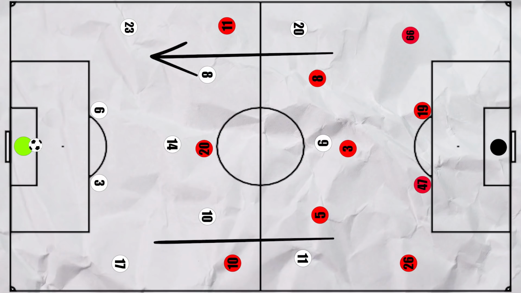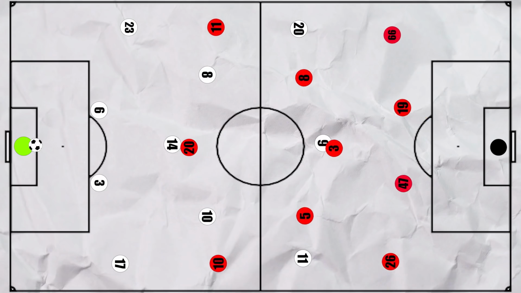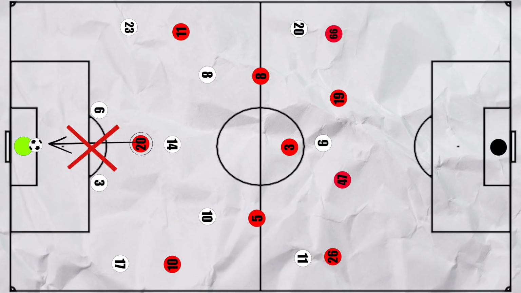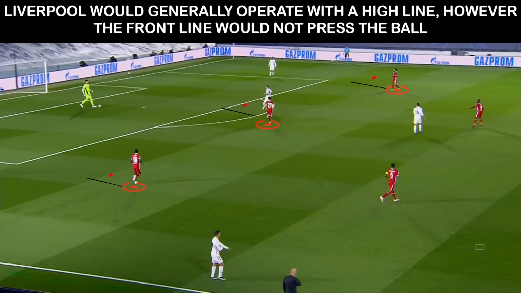Let's start with what Real did on the ball, as they were more dominant. Generally in the first half, Liverpool did not press as high up the pitch. They would use a high block, but not necessarily look to win the ball higher up, particularly from goal kicks.